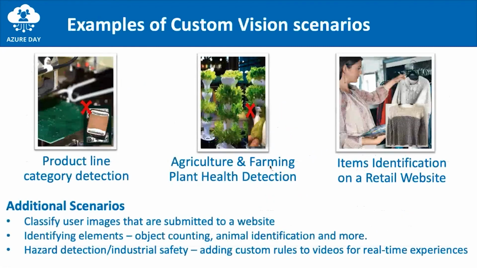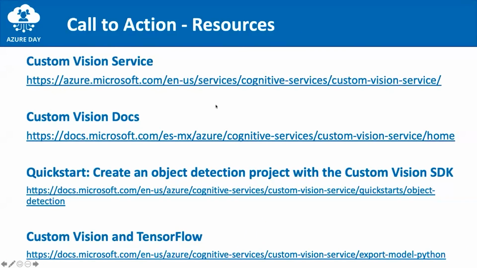Maybe you already know or you are thinking about some scenarios where you can use this product line category detection, for example to identify if some vegetable is rotten. If you want to learn more about this, you can check the documentation, and there are also some quick starts in Microsoft Learn about creating an object detection solution and also using TensorFlow for local offline scenarios.